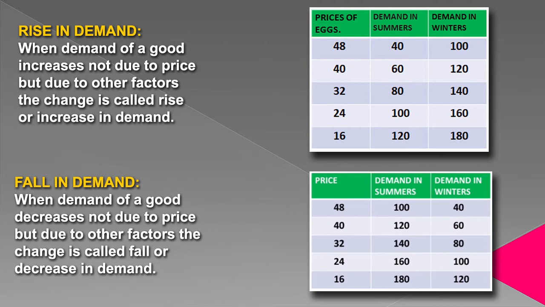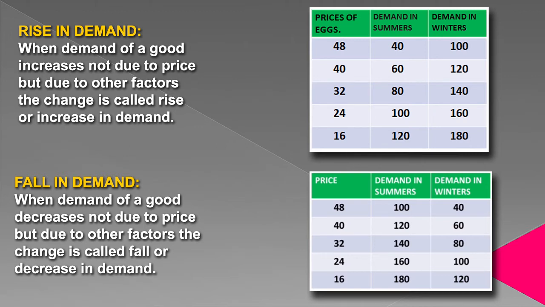In the first table we are indicating rise in demand, and in the second table we are indicating fall in demand. In table number 1, prices are given in the first column. In the second column, demand in summers is given, whereas in the third column, change of season is indicated, and we are indicating demand of winters. When price is 48, demand in summers is 40. At price 40, demand is 60. At 32, demand is 80. At 24, demand is 100. At 16, demand is 120.